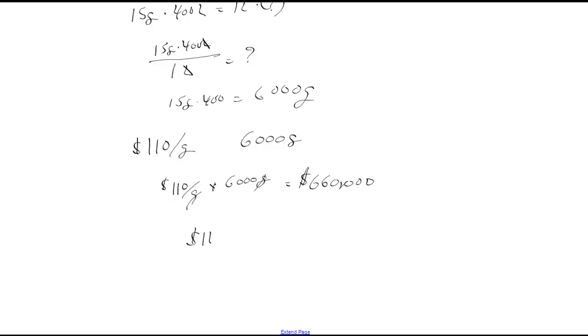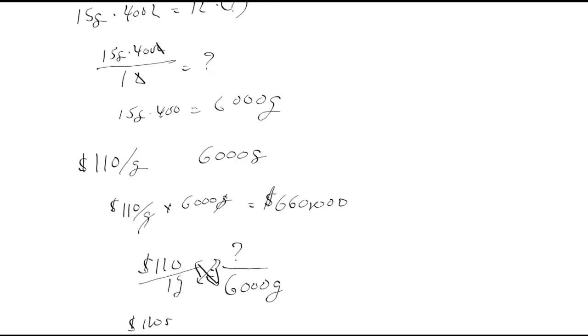And the other way is, once again, our proportional cross-multiplication method. So we have our $110 per 1 gram, right, is equal to how many dollars for our 6,000 grams. So once again, we can cross multiply, right? So we get 110 dollars times 6,000 grams is equal to 1 gram times some number of dollars.